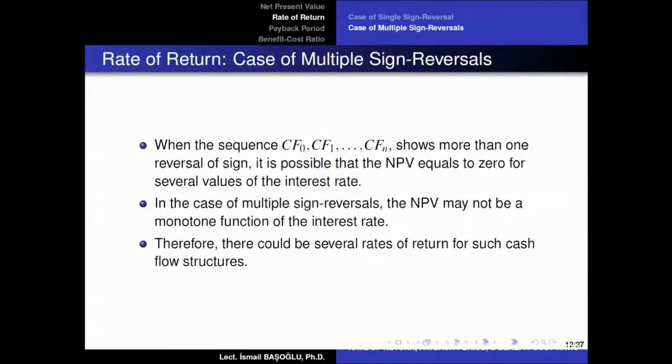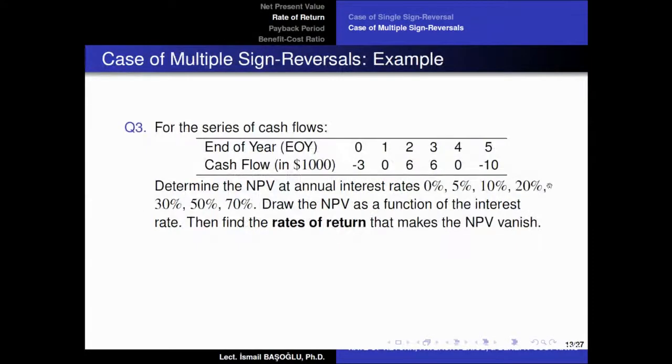So I think you should be seeing the presentation file now. Let's just say we have a cash flow diagram where at time 0 we have a negative $3,000 of cash flow. Then at the end of the first, second, third, fourth, and fifth years, we have respectively 0, 6,000, 6,000, 0, and minus $10,000 of cash flow. Okay, so this is the cash flow structure given in table format. However, these values are given in thousands of dollars.